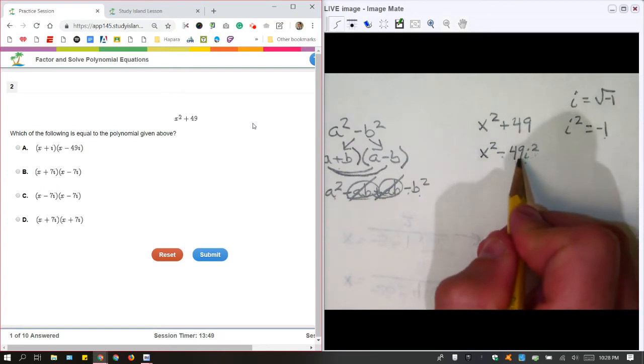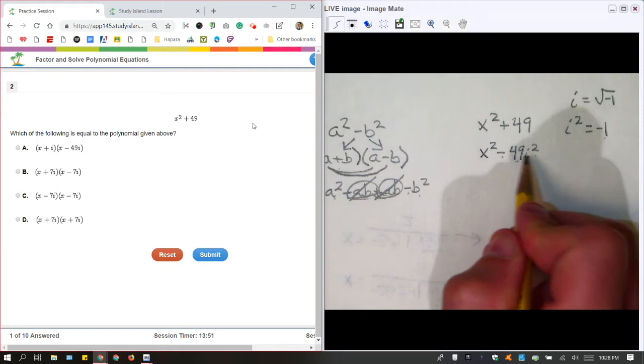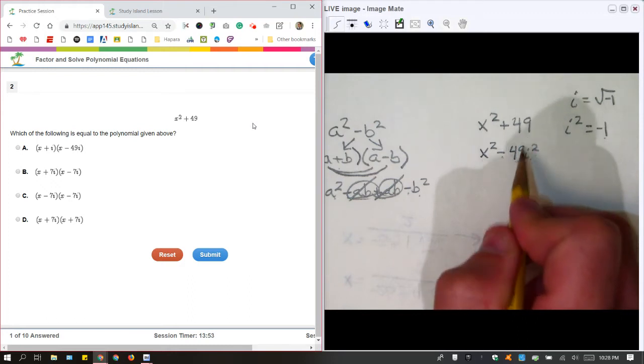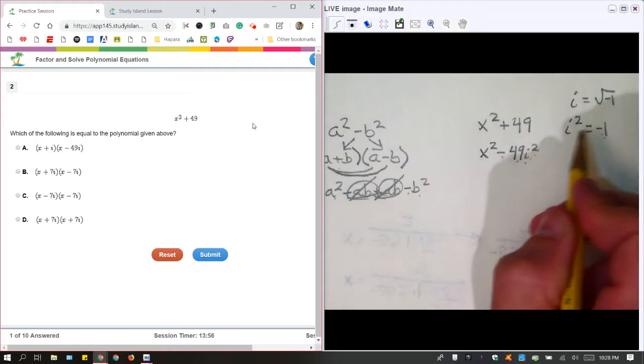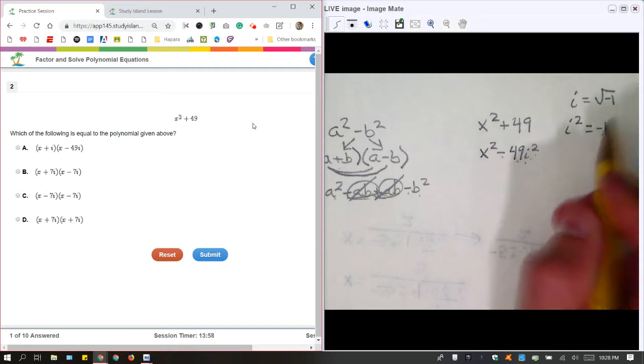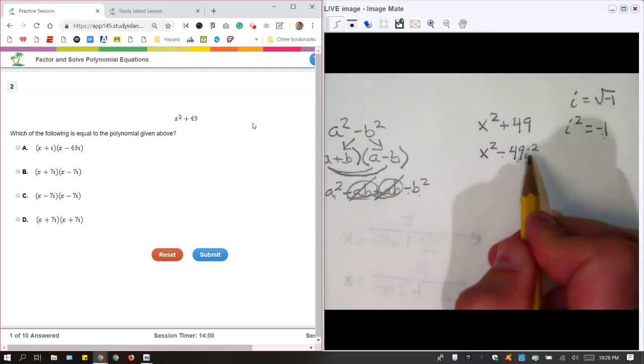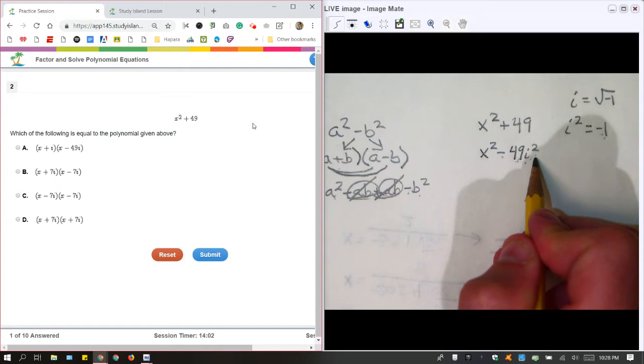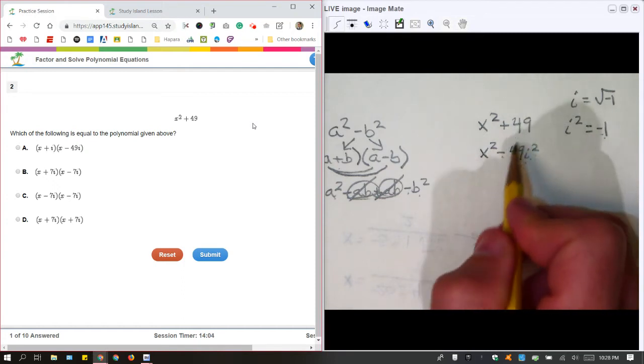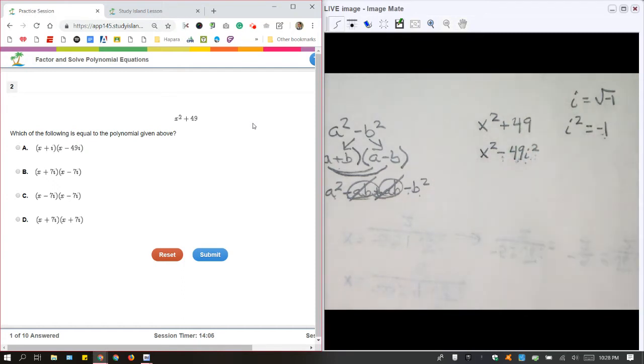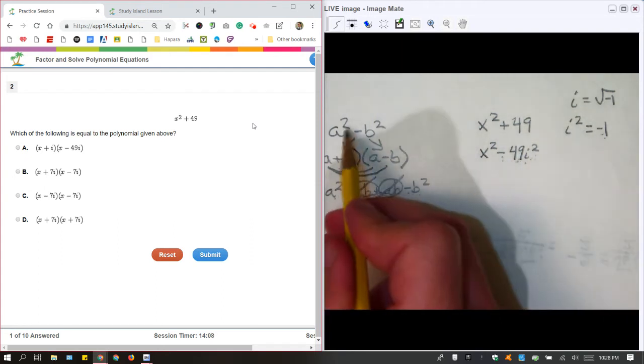So again, if I make 49 into 49 times i squared, that's the same as making it into 49 times -1, because i squared is -1. If I have 49 times -1, that's -49. Since I actually want plus 49, I have to subtract the -49. But the way it's written now, it's written as the difference of two squares.